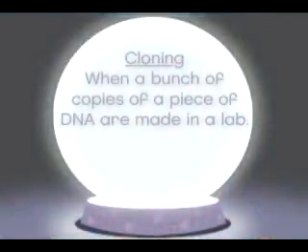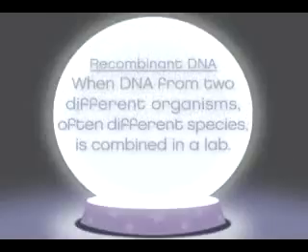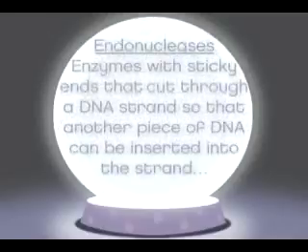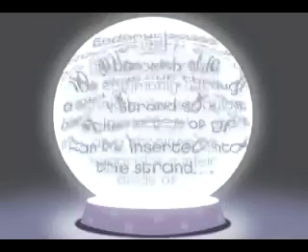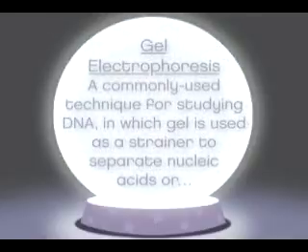Cloning is when a bunch of copies of a piece of DNA are made in a lab. Recombinant DNA is when DNA from 2 different organisms, often different species, is combined in a lab. Endonucleases are enzymes with sticky ends that cut through a DNA strand so that another piece of DNA can be inserted into the strand.